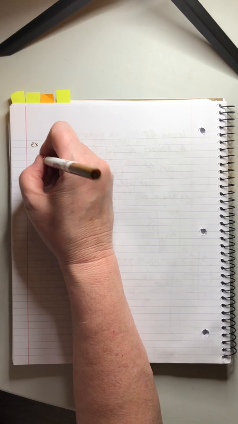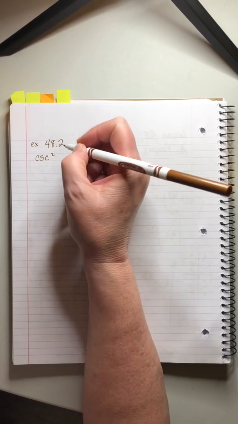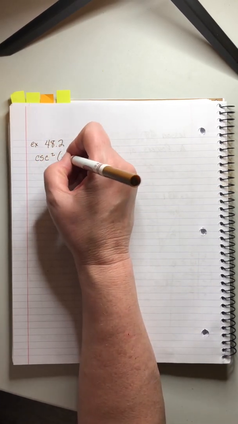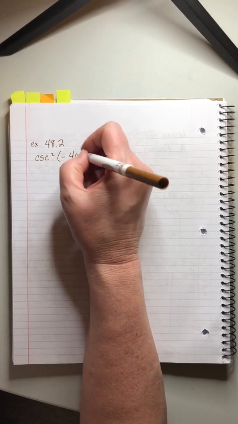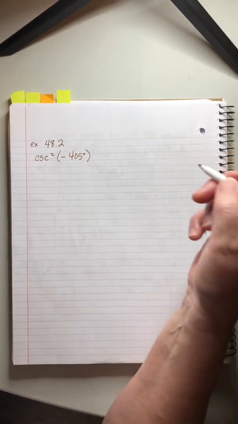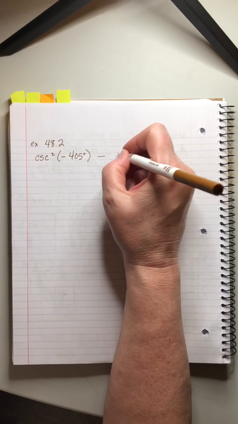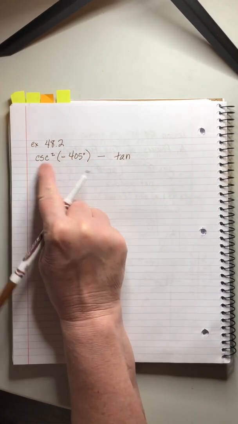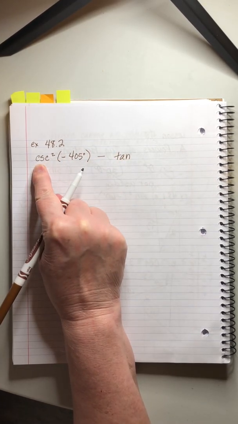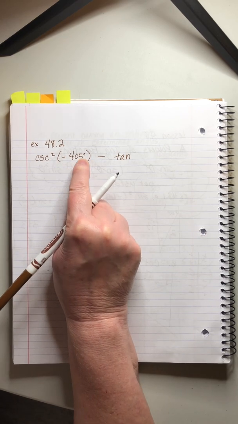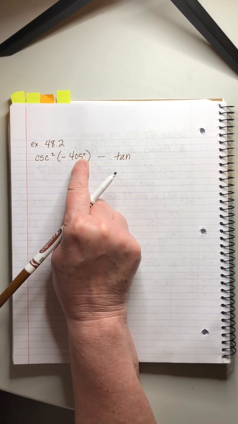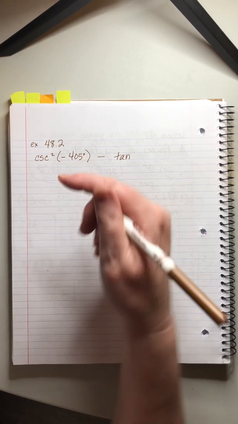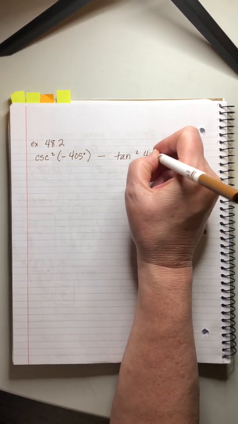Evaluate cosecant squared of minus, oh, look at all the booby traps lying in this problem for us. That's what I feel like. It's like a minefield, right? We've got a square, we've got a reciprocal function, we've got a negative value, we've got a value greater than 360. Ay, ay, ay. Tangent squared 45. All right, that one looks way easier. All right, so let's start with the beast.